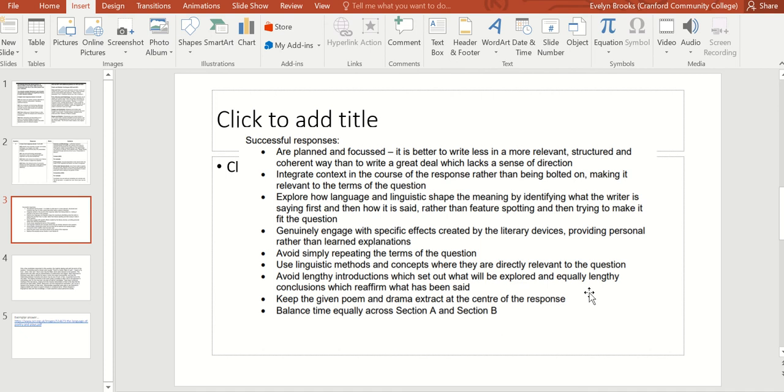Keep the given poem and drama extracts at the centre of the response, and that is about making sure that you are primarily writing about the text in front of you. And the exam board has said that if you're making links to more than 2 texts, your links become kind of short and quite random. They're not particularly effective in that way. So making links to 2 poems in ways that are meaningful, great. Making links to pretty much every poem you can remember, not so great. Okay.